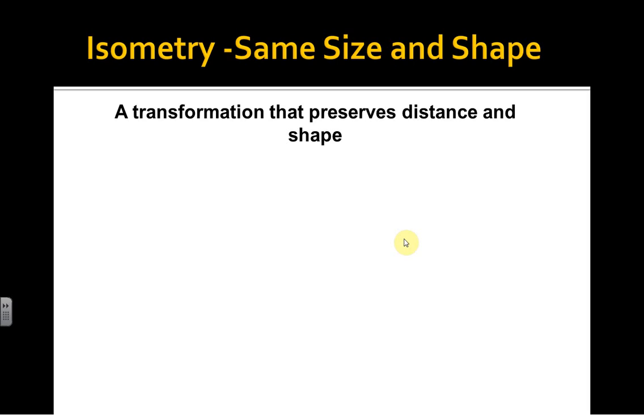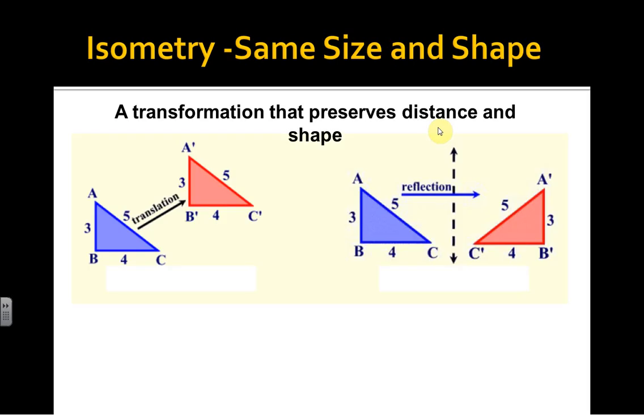An isometry preserves distance and shape. When I say preserves distance, that means the distance from A to B is the same as the distance from A prime to B prime, or essentially the length or the size of the object. So it preserves distance and shape. So a translation, notice all my distances and my shape, it's still a triangle, and my distances are 3, 4, and 5, still my lengths. A reflection, same thing. It's going to be the same shape and size.